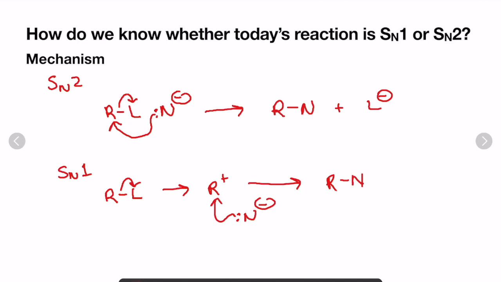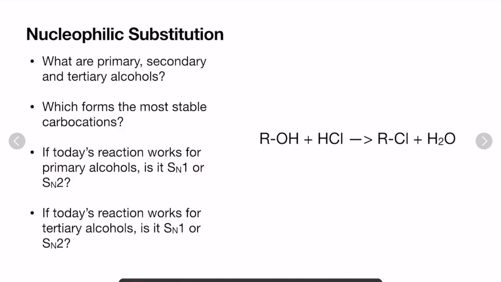Okay, so now that we know the 2 mechanisms, we can ask some questions about today's reaction. But before we do that, since our substrate is an alcohol, we need to remember what primary, secondary, and tertiary alcohols are. This is a review from OChem 1, so hopefully you remember this. Alcohol has an OH group, of course, and for a primary alcohol, the carbon that's attached to the OH group is attached to no more than 1 R group. For secondary alcohol, the carbon attached to the OH group is attached to 2 R groups.